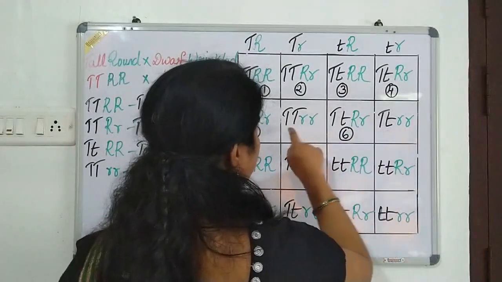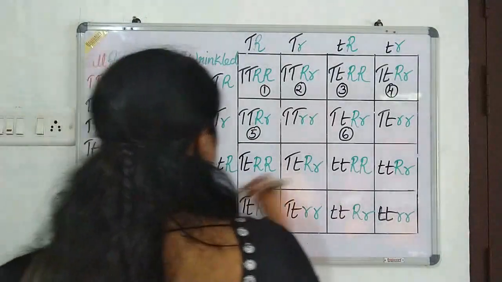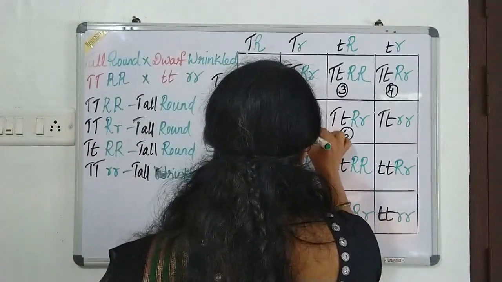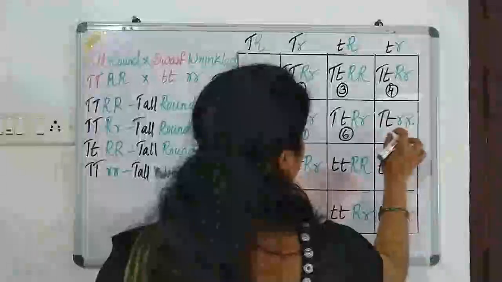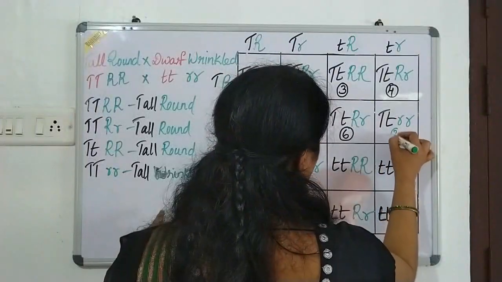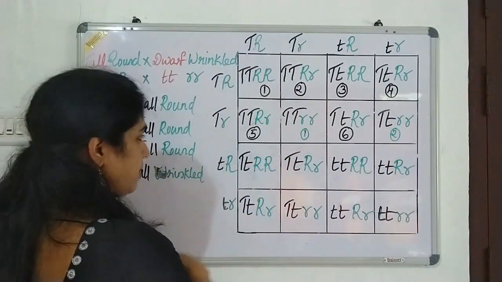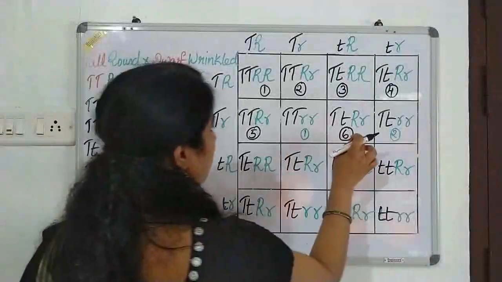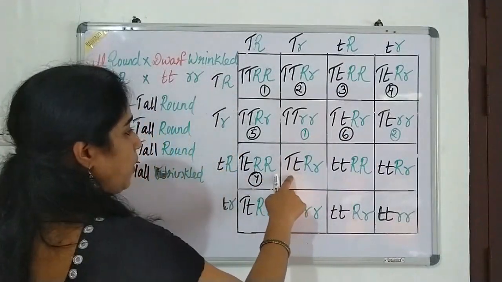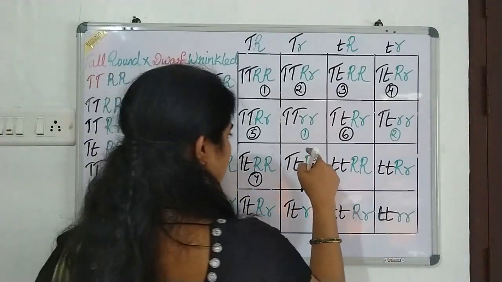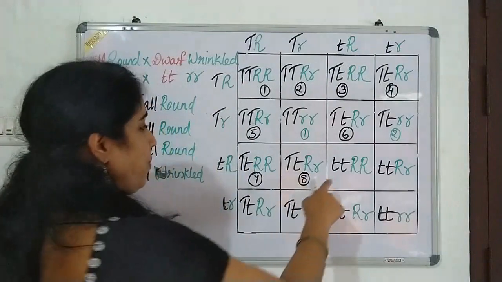This is what? Capital T, small t. And here I could mark by using the green pen. Tall, wrinkled I am marking by using the green ink. This is tall, wrinkled. What about this? This is also tall and this is wrinkled. And what about this? Tall, round. So how many have we written? 6. What about this? Tall, round, 8.